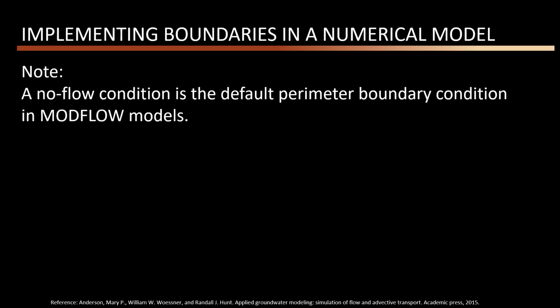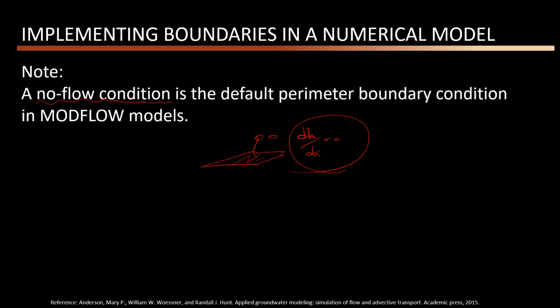The no flow boundary condition, which you hear a lot in the groundwater modeling world, is a specific form of the specified flow boundary condition, where we assume that the flux at that specific face is 0, which means that the gradient at that location is 0.